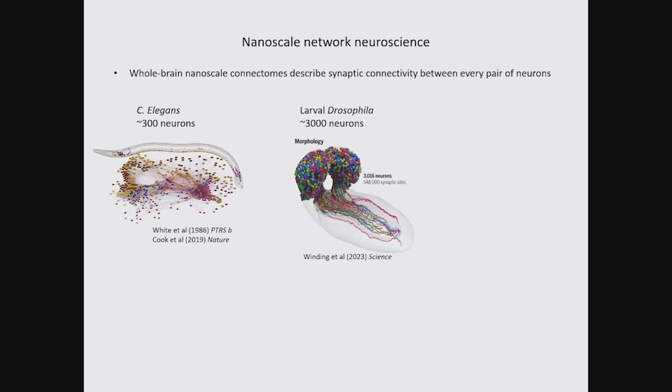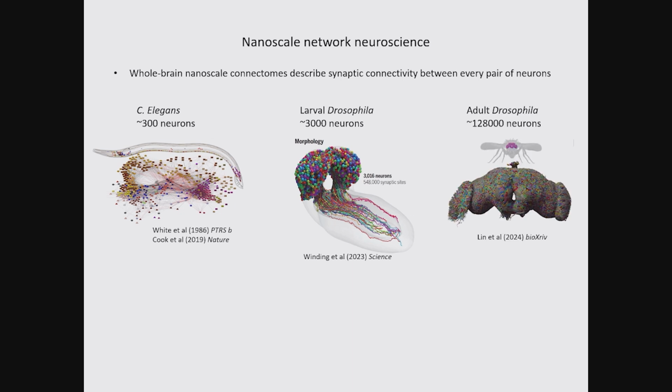Then last year, we got the larval Drosophila connectome with around 3,000 neurons. This paper is really cool. If you haven't heard of it yet, it's amazing. And even more recently, we got a complete connectome of the adult Drosophila with 128,000 neurons. So there's a really rapid, accelerating pace of connectome mapping, and also an accelerating pace of the glamour of journals where these connectomes are published. I don't know where this one is going to end up.